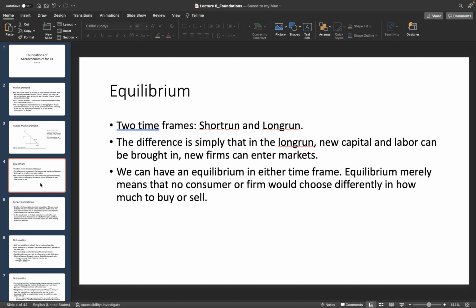So you guys know what a factor of production is, right? In order to make something, kailangan mo ng inputs. You need workers, you need machines, okay? You need electricity, right? And in the short run, the quantity of all of those inputs is sort of frozen or fixed.